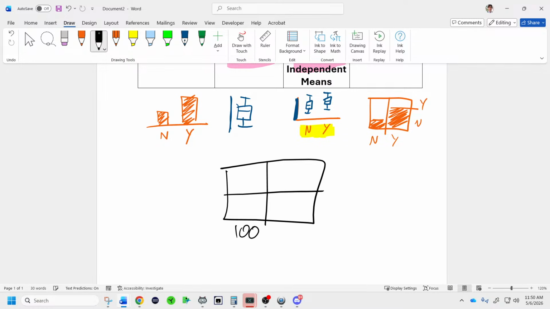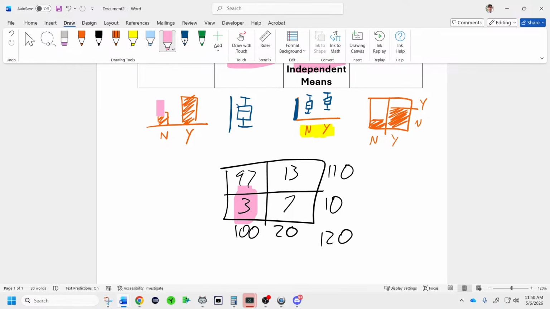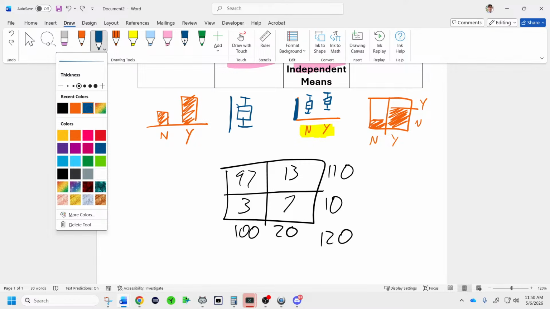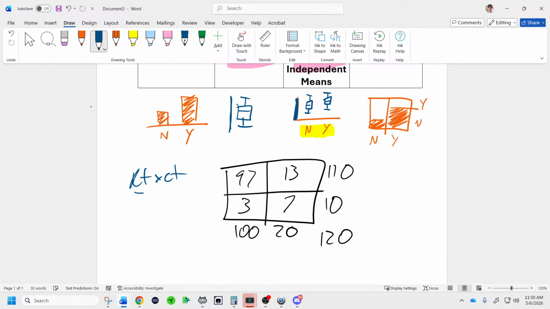So if we have 100 people here, 20 people here, 10 people here, 110 here, 120 total. And you would see numbers inside of here, something like, let's say 7, 13, 97, and 3. So you might say, well, Brian, we do not pass the expected cell count because of this. No. That is an observed. That is what you see. Everything inside of here is an observed. Expected cell counts are going to be the following formula. They are going to be row total times column total over grand total equals expected cell count.